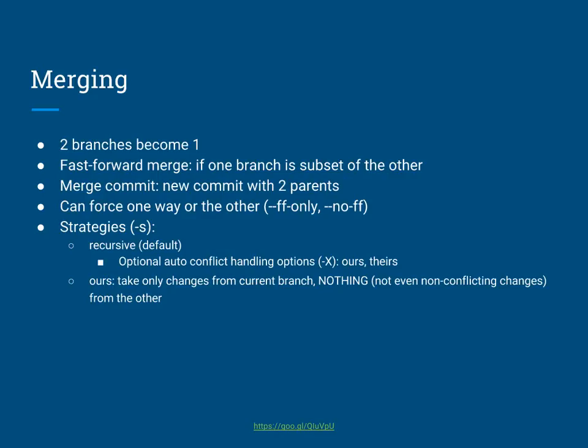So yes, this is the part I told you. A merge commit is a new commit with two parents, with the changes of both parents in there. You can force one way or so if you'd like, you can force a merge commit there, even if normally the branch could be fast forwarded, by saying no fast forward.